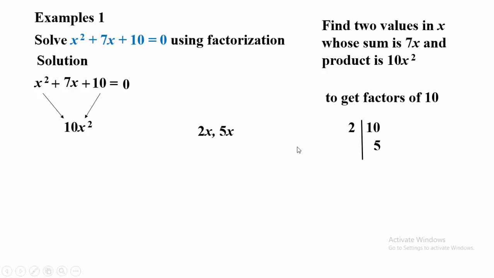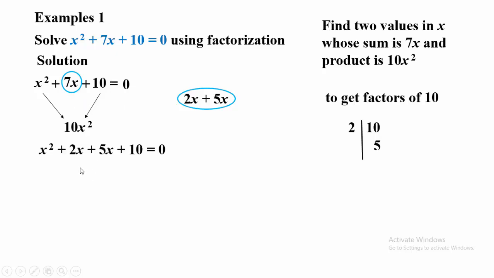When you add 2 plus 5, we have 7. When you multiply 2 by 5, we have 10. So we need them in terms of x. That means we have 2x and 5x. If we add 2x plus 5x, it gives 7x. Now we are going to replace 7x with 2x plus 5x. So we have x squared plus 2x plus 5x plus 10 is equal to 0. 7x has been replaced with 2x plus 5x because 2x plus 5x is still equal to 7x.